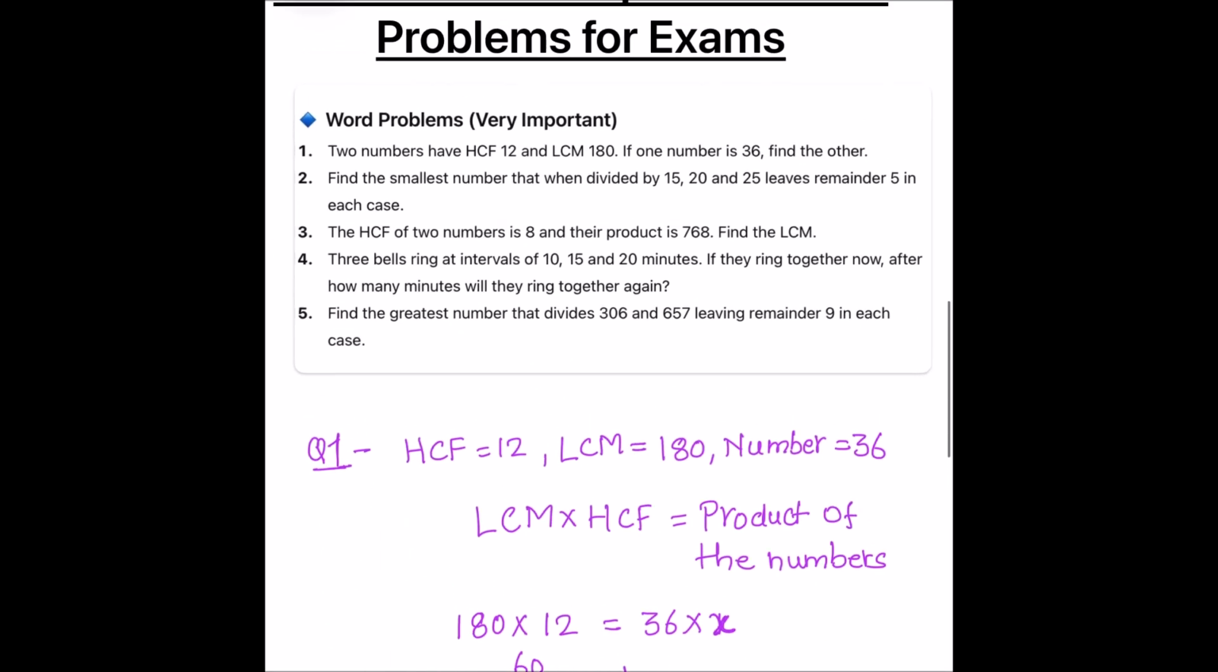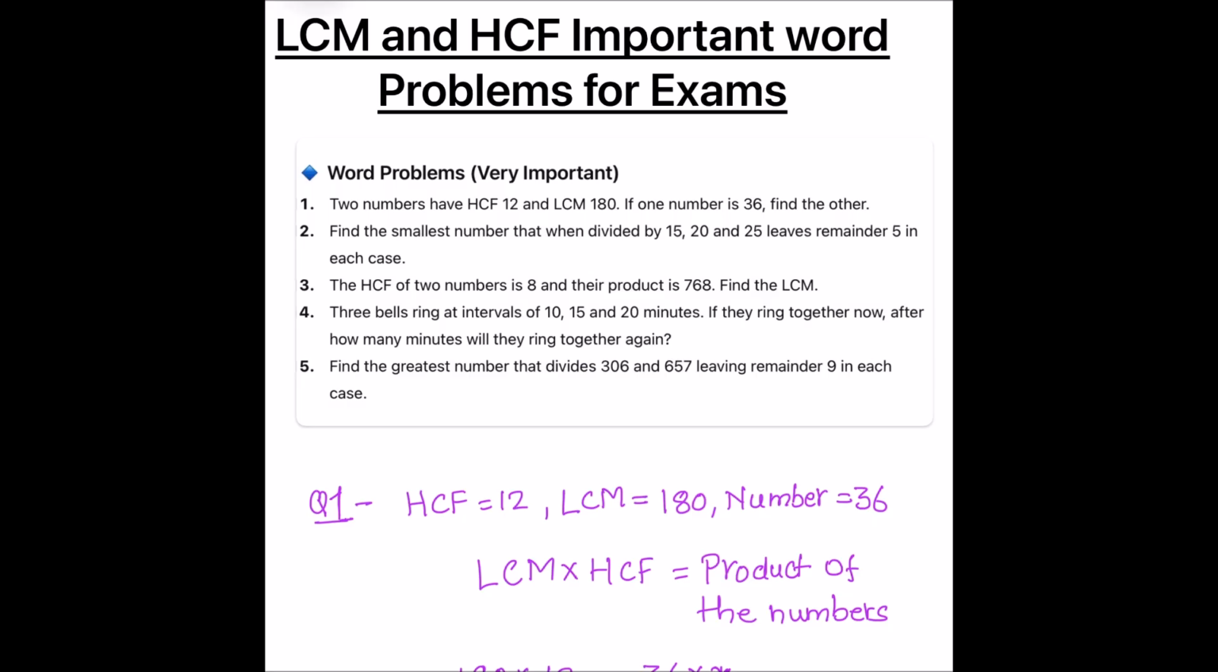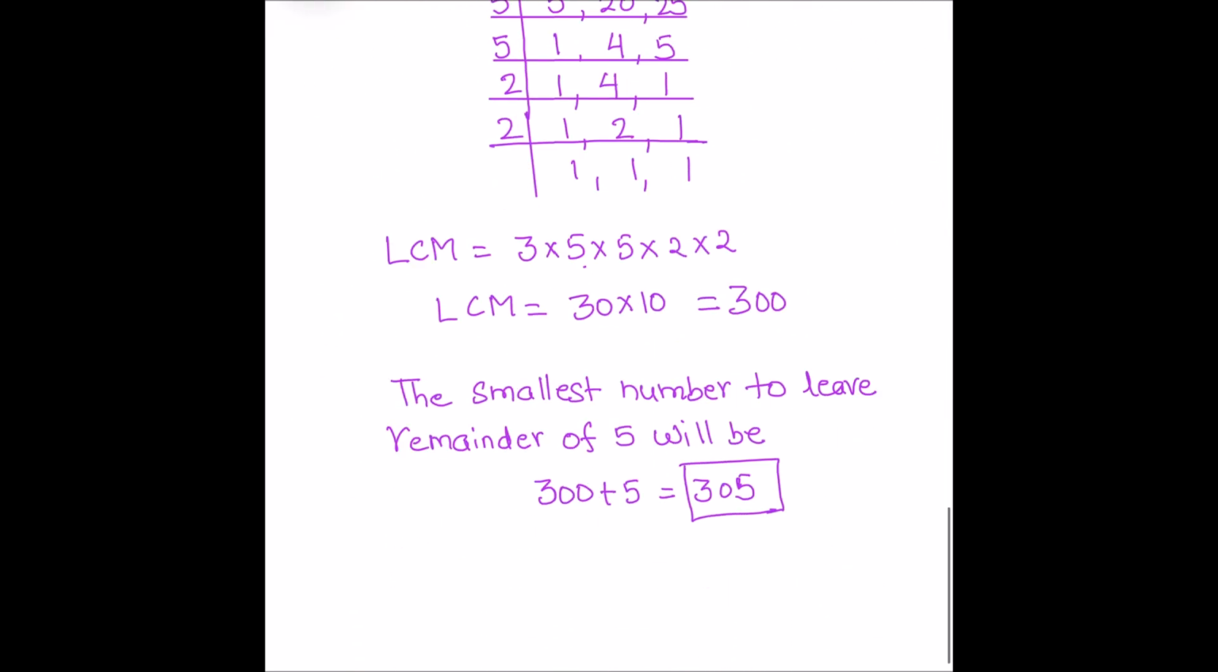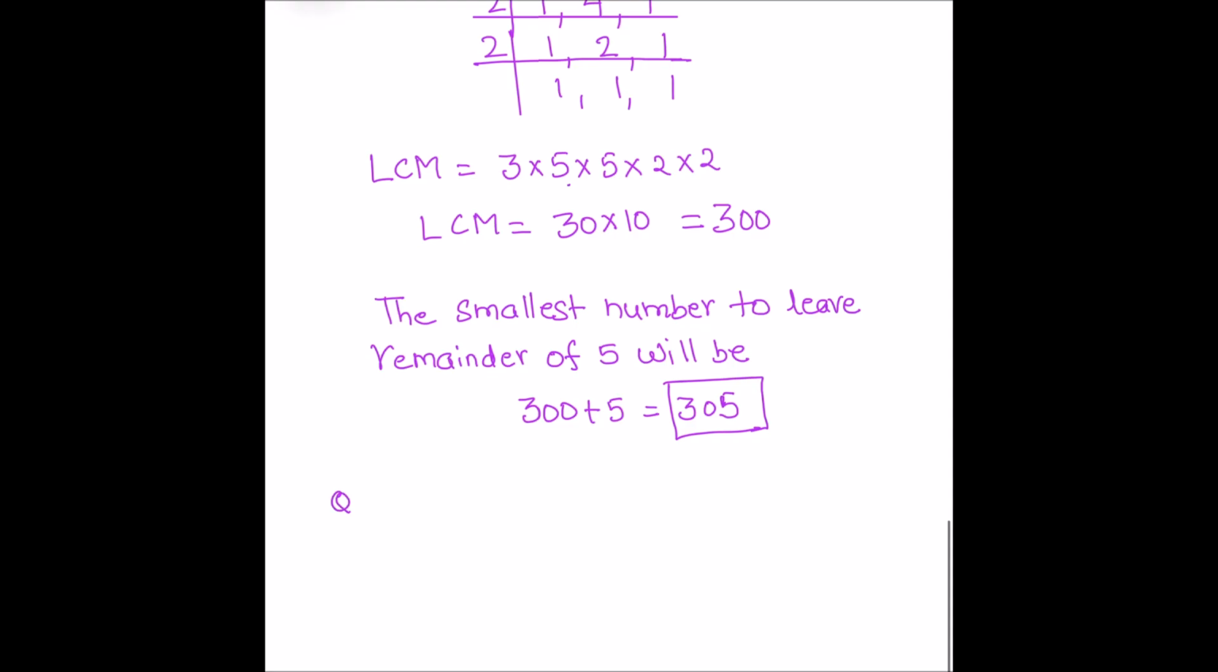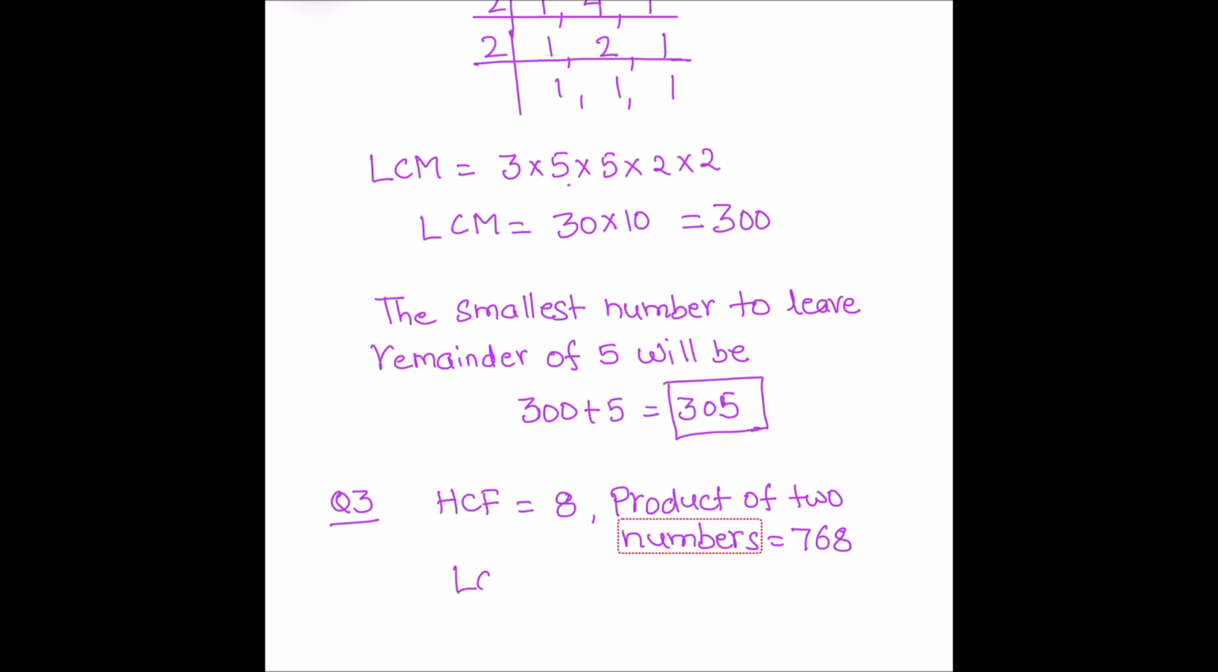Let's see what's question 3. Question 3 is the HCF of two numbers is 8 and their product is 768. Find the LCM. So here in question 3 we have been given the HCF as 8 and product of the two numbers is given as 768. And we need to find the LCM of the two numbers.